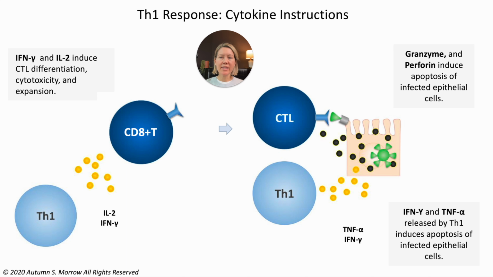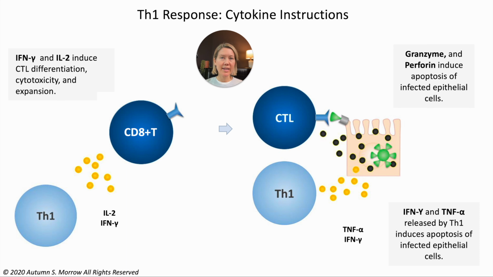After activation, Th1 cells begin releasing more cytokines of their own, including IL-2 and IFN gamma. This helps to activate cytotoxic T cells to release cytotoxic granules, including granzyme and perforin, to induce the apoptosis of infected epithelial cells, or tumor cells. Both CTLs and Th1 cells can release TNF-alpha and IFN gamma, and this also helps induce apoptosis and recruit macrophages for cleanup. The cell-mediated Th1 response isn't just limited to intracellular infection because it also aids in the clearance of tumor cells.